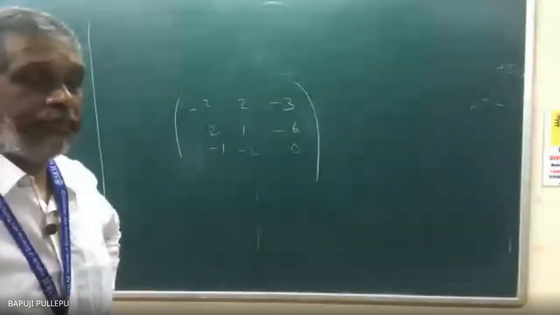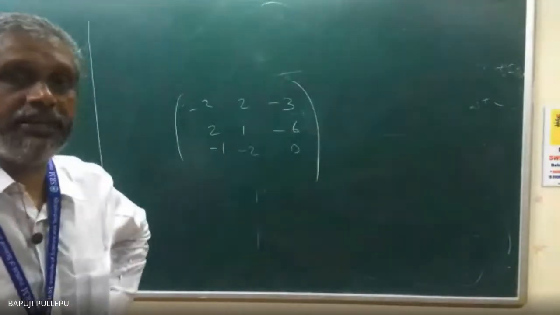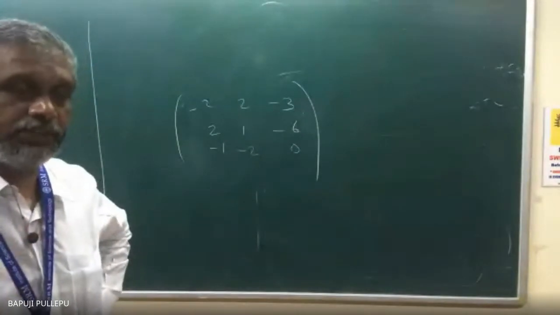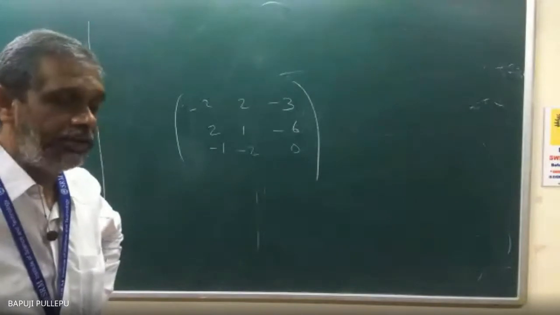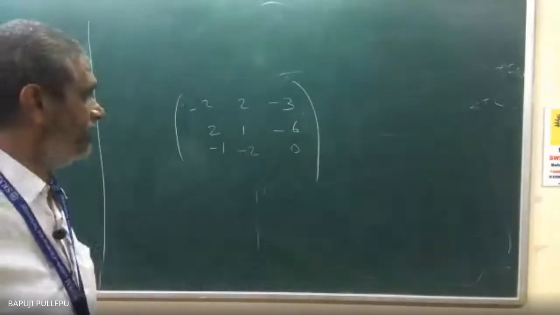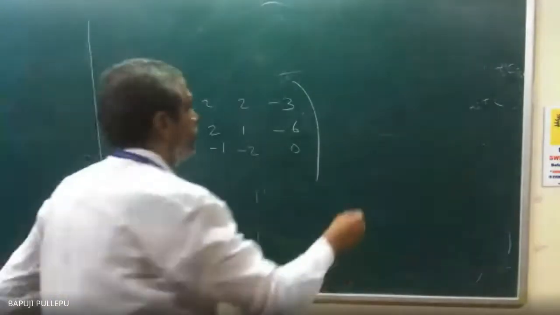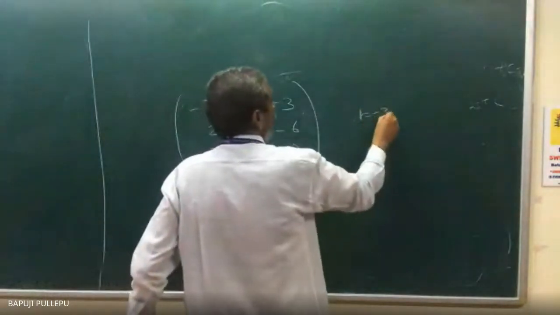Yes, sir. Now what I will do: I prepared the characteristic equation, lambda cube minus s1 lambda square plus s2 lambda minus s3. After solving, I got lambda equal to -3 and at 5 also I have done.